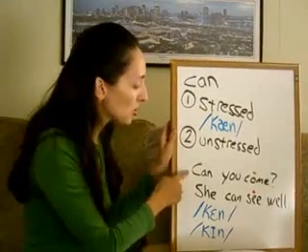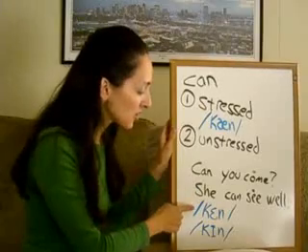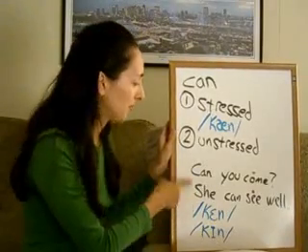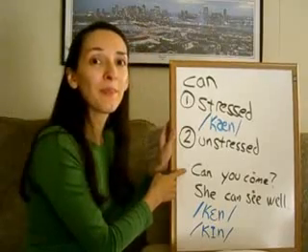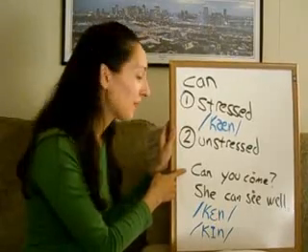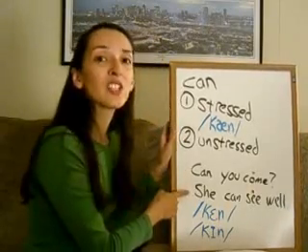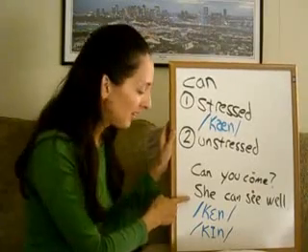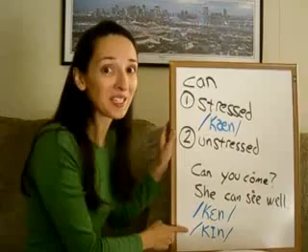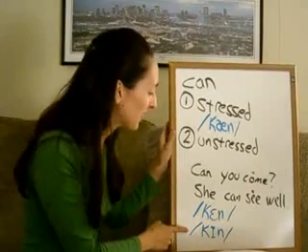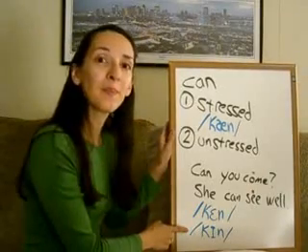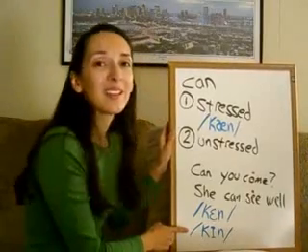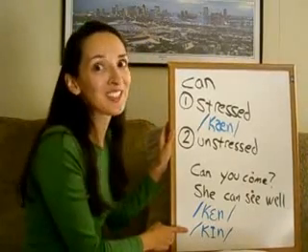Let's go back to our two model statements. First, I'll say it this way. Can you come? She can see well. Now I'll try it with the alternative pronunciation, unstressed. Can you come? She can see well.